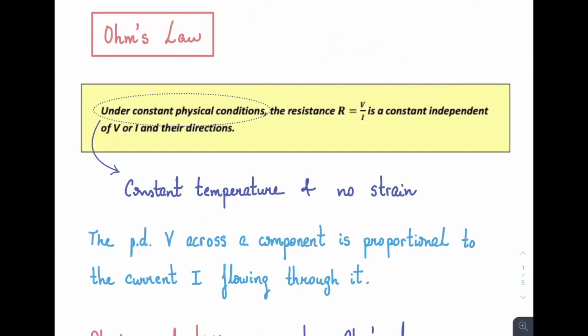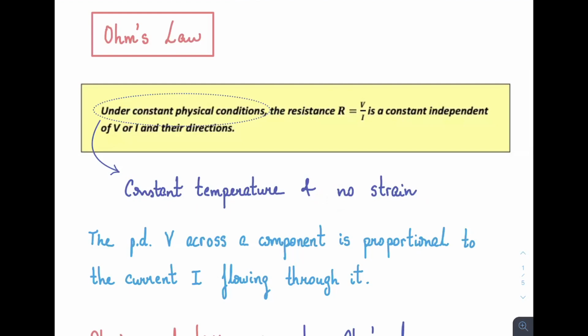Now, let's move on to Ohm's law. Ohm's law states that under constant physical conditions, the resistance R is a constant independent of V or I and their directions. Under constant physical conditions basically means that the conductor is at a constant temperature and undergoes no strain.